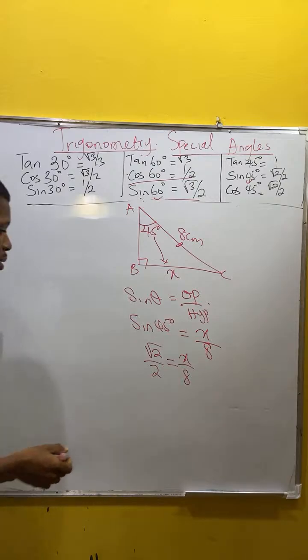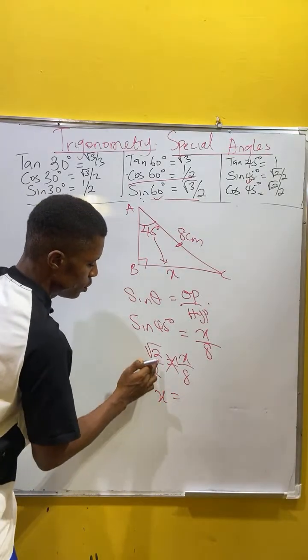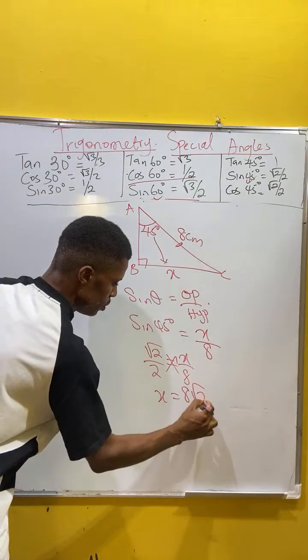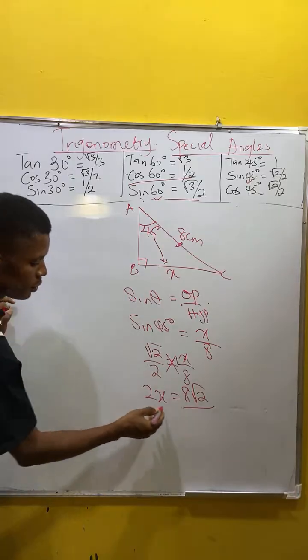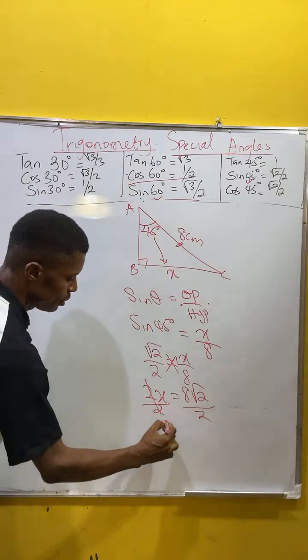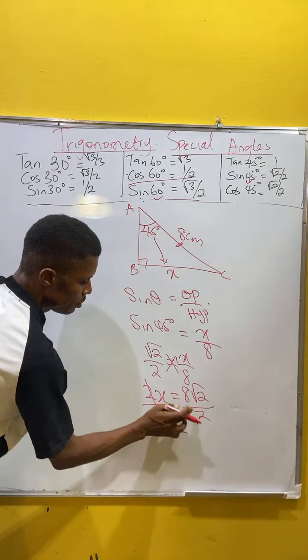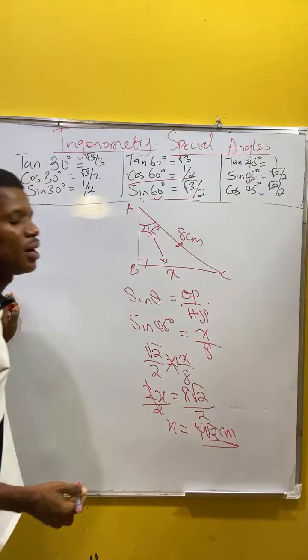Do you know what to do next? Cross and multiply. If you cross and multiply, it becomes as easy as ABC. The x is equal to 8 root 2 over 2, so you divide by 2. If you divide by 2, what are you having? x is equal to 8 by 2, which is 4. So x is 4 root 2 centimeters. Very, very easy.